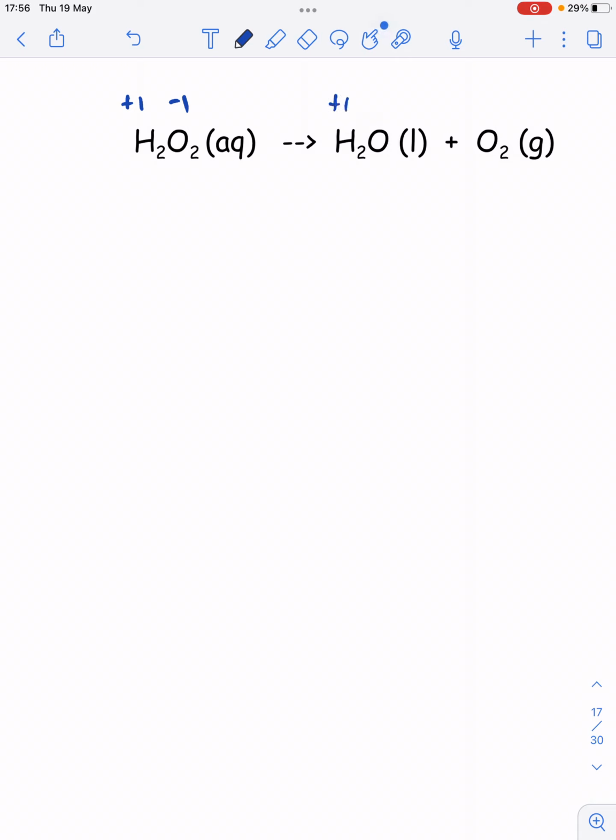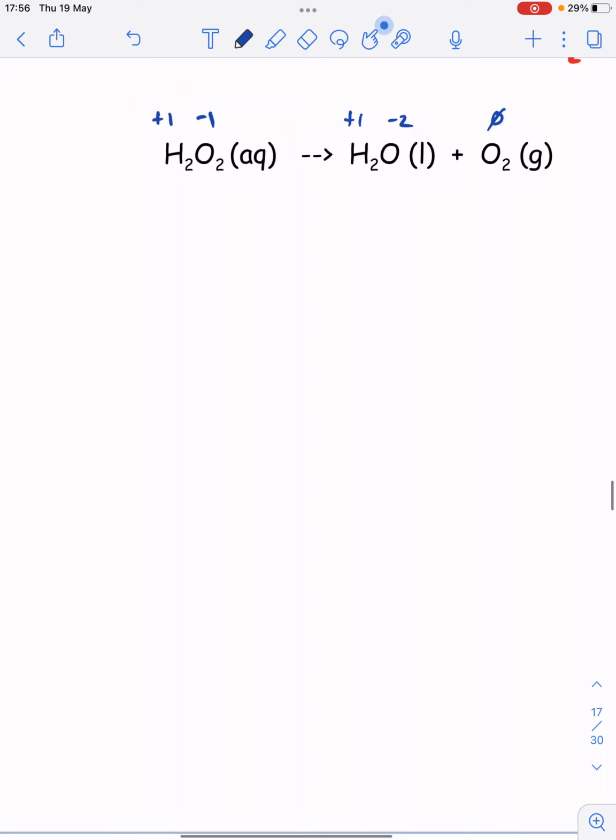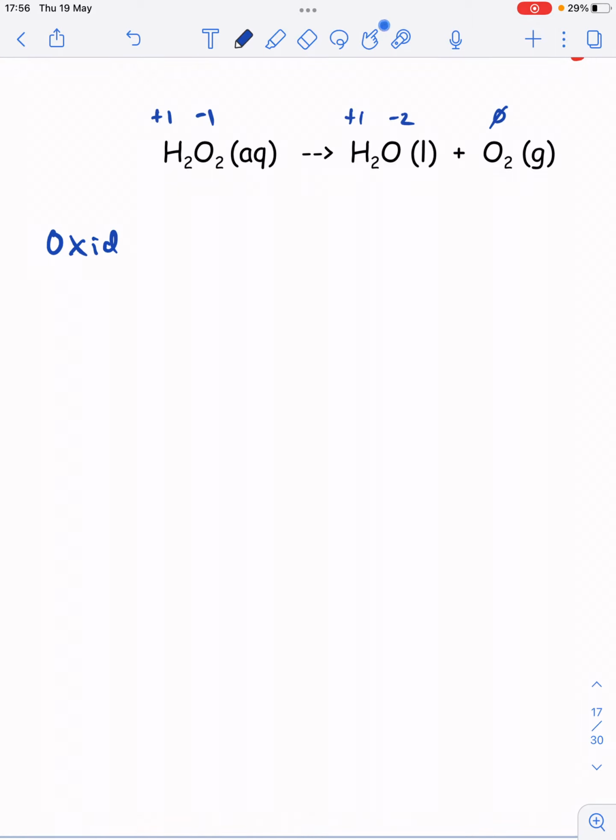On this side we've got +1 and we've got -2, and over here we've got the element oxygen, which is 0. So this is kind of an interesting redox equation for a couple of reasons. We've got oxygen in all of its different oxidation states, and we've got oxygen -1 getting both reduced and oxidized. So what do I mean by that? Well, hydrogen doesn't change. So the oxidation here is that O -1.